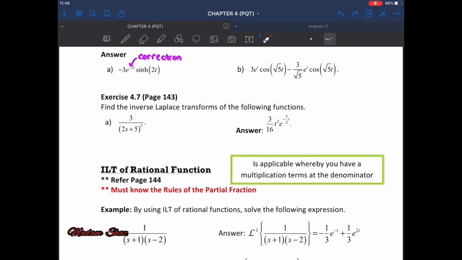Okay, now let us proceed to the next example. Exercise 4.7, page 143. Find the inverse Laplace transform for the following function: 3 over (2s plus 5) to the power of 3. As we can see here, there is no s at the upper side, but at the bottom side we have s plus 5. So you should know that you have to apply the first shift for the inverse Laplace transform.